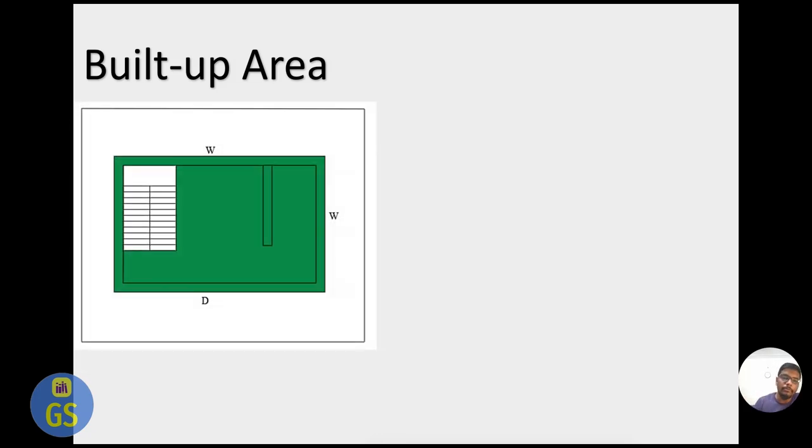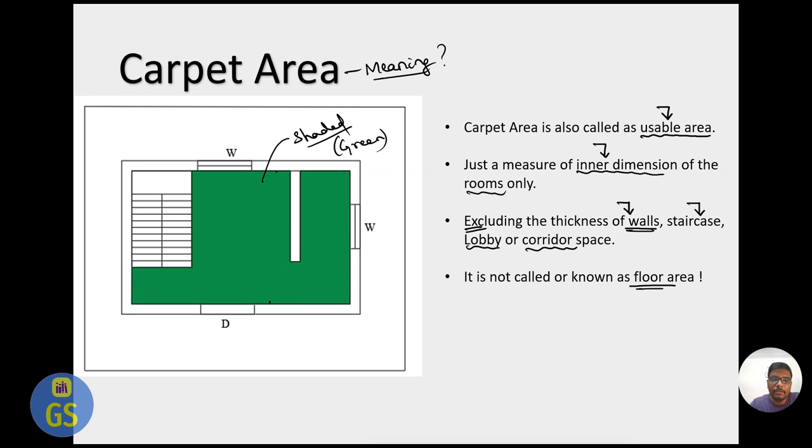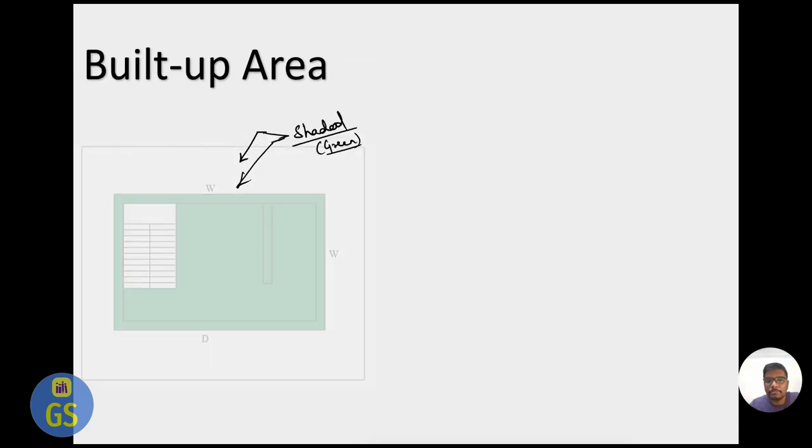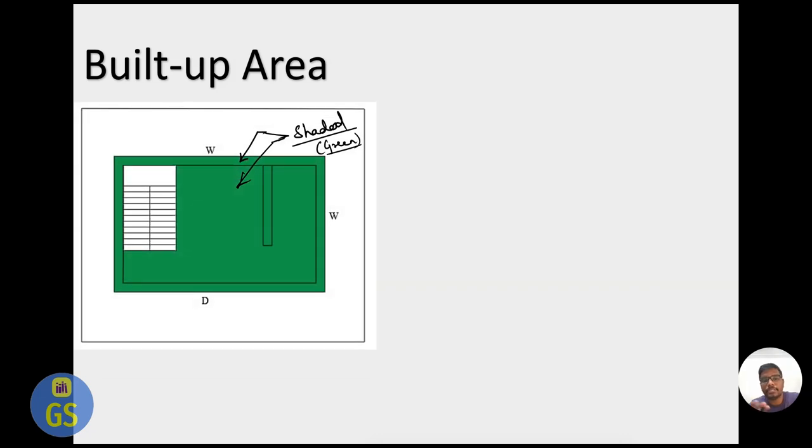Next, what is the meaning of built up area? When you say built up area, now look at this picture. Again you can see the shaded portions. If you compare the previous picture and the current picture, in the previous picture there is no shading for the wall thickness, but in this picture the wall thickness is also shaded. That means we are considering the wall thickness.